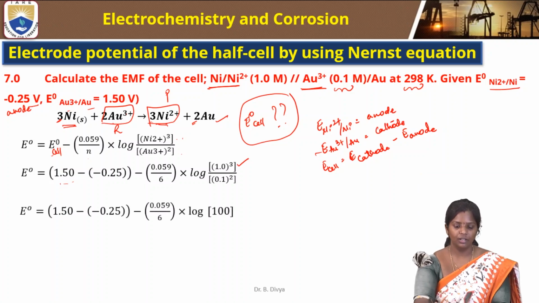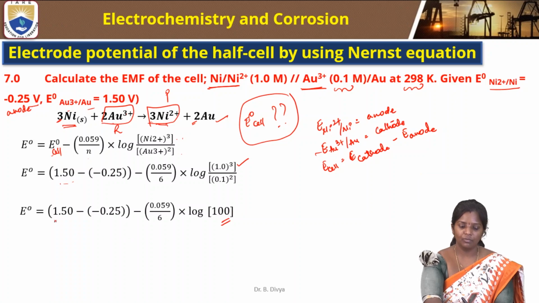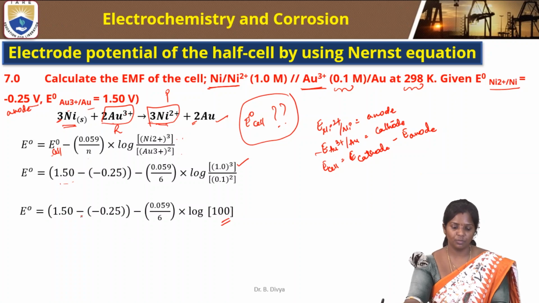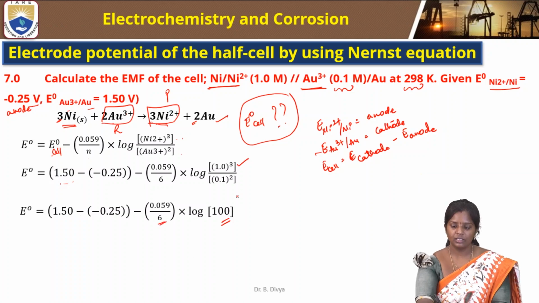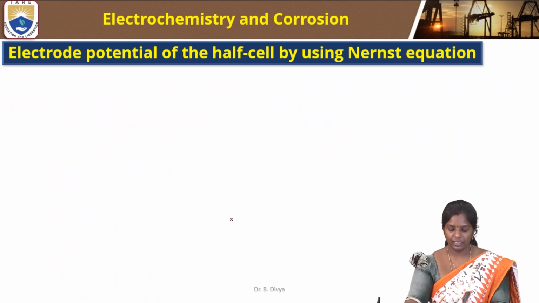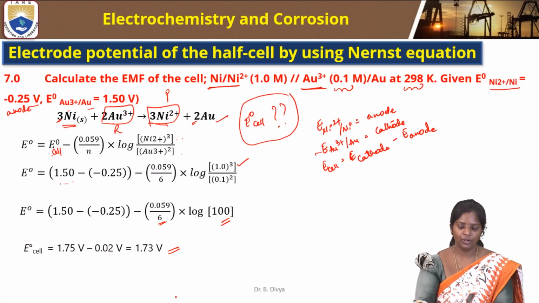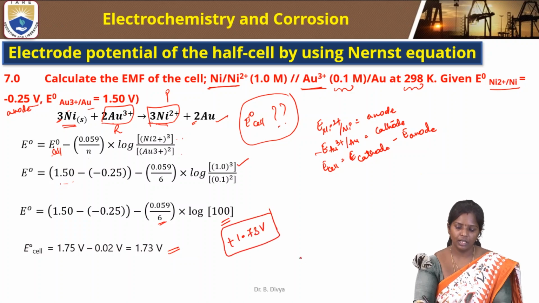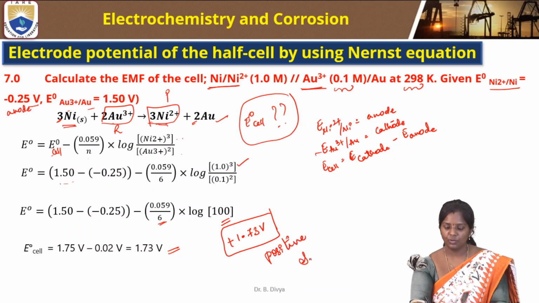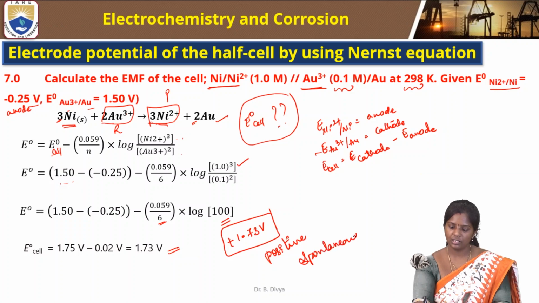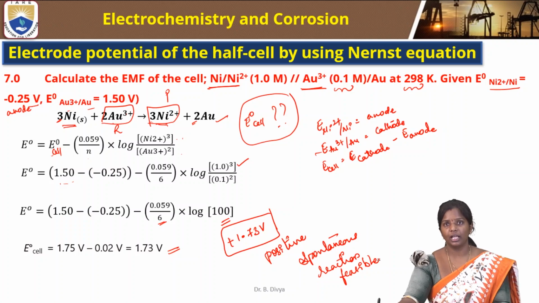Upon calculation, this is 1.50 minus 0.059 by 6 times log of 100. Upon recalculation, we get plus 1.73 volt. This is again positive, so the cell has a spontaneous reaction, and the reaction is feasible. Feasible means it will happen. So this is how we calculate whenever they are not giving the E naught cell value.